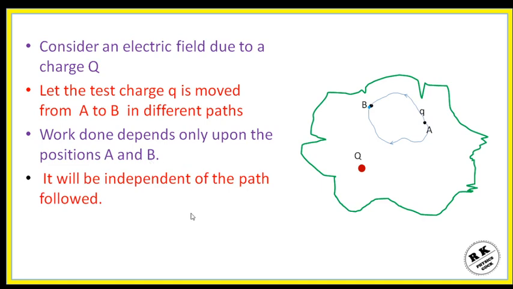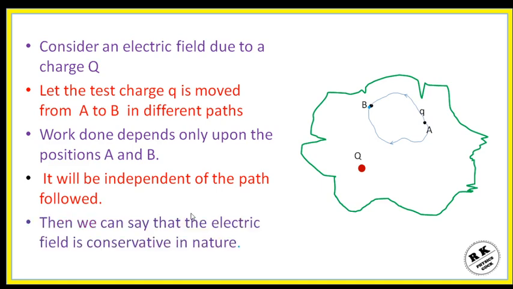According to our definition from the previous slide, if the work done is independent of the path followed and depends only on the initial and final positions, then such a field is said to be conservative in nature. This is only a conceptual, theoretical explanation of the conservative nature of the electric field. Let us see how it can be proved mathematically.